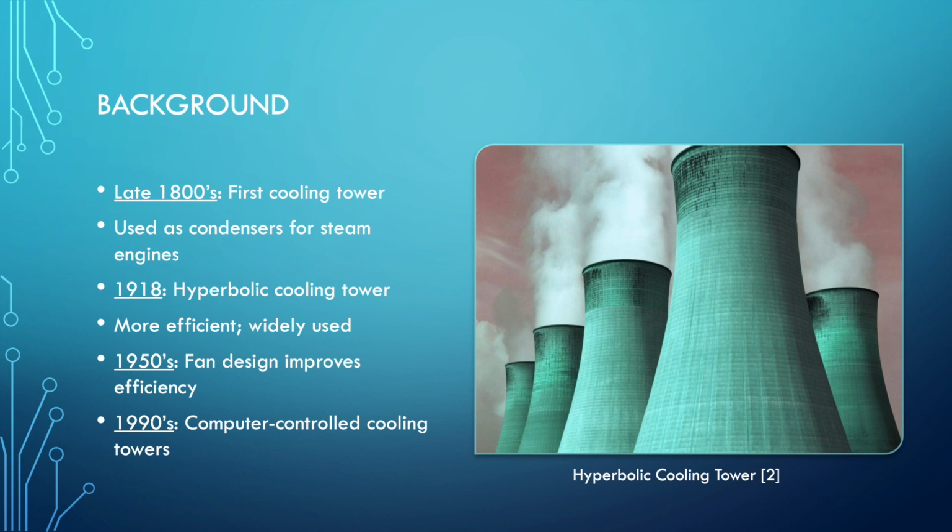Moving on to the background, around 1885, in the late 1800s, was the first cooling tower, and they were used as steam engine condensers. In 1918, the hyperbolic cooling tower was developed. It's a hyperboloid shape, and they're efficient, and I noticed it immediately because they're still used for a lot of plants and systems today. In the 1950s came the fan, which improved the efficiency. And in the 90s came a computer controlled system. So basically, you can manually set the flow rate in different conditions to what you actually want it to be.